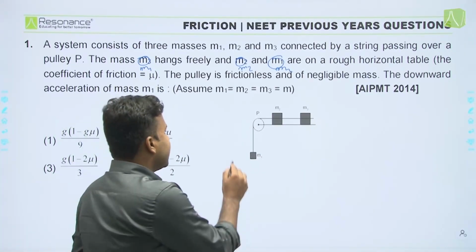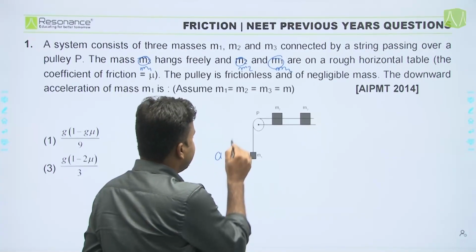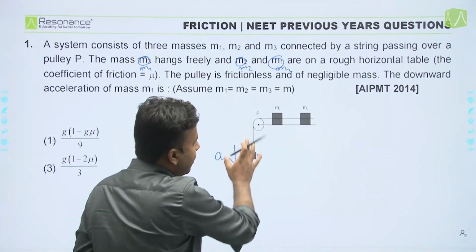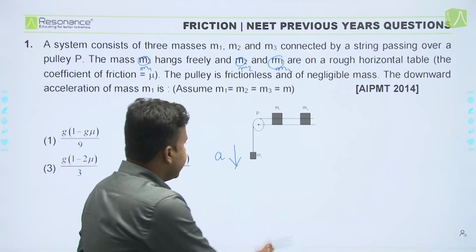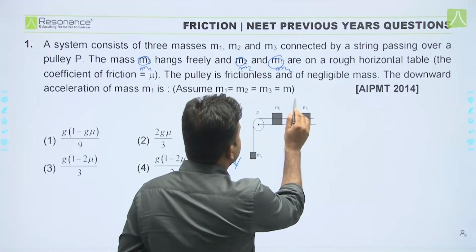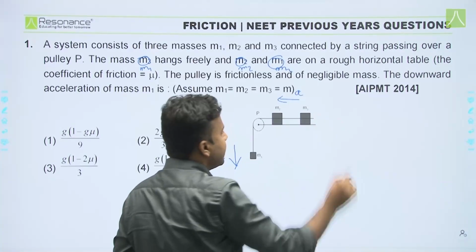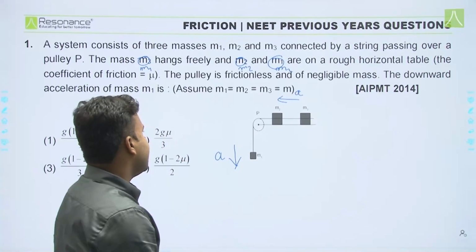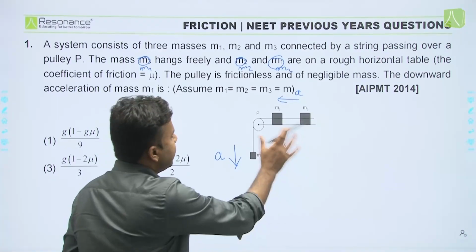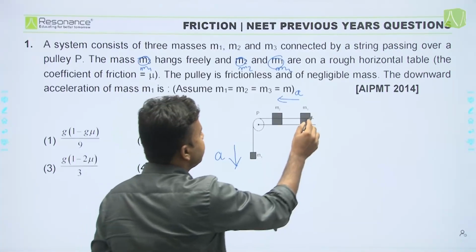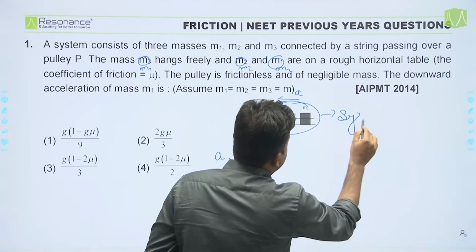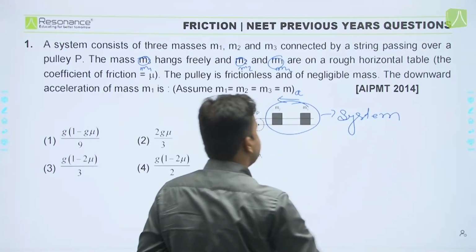Look at this, I am assuming the acceleration of this M1 block is A. Now if these all three blocks are connected with a string, and M1 moves in the downward direction, these two blocks will also move in this direction with the acceleration A. If these two blocks are moving in the same direction with the same acceleration, it means we can consider this one as a system.